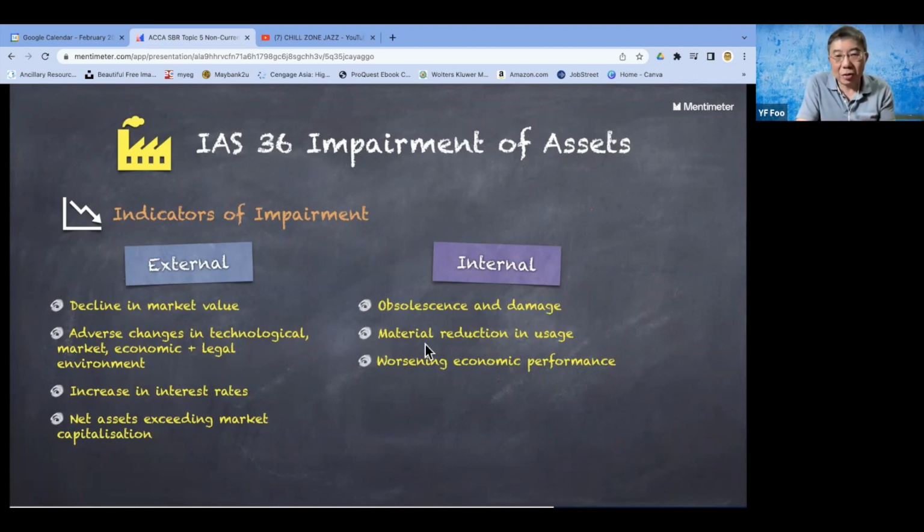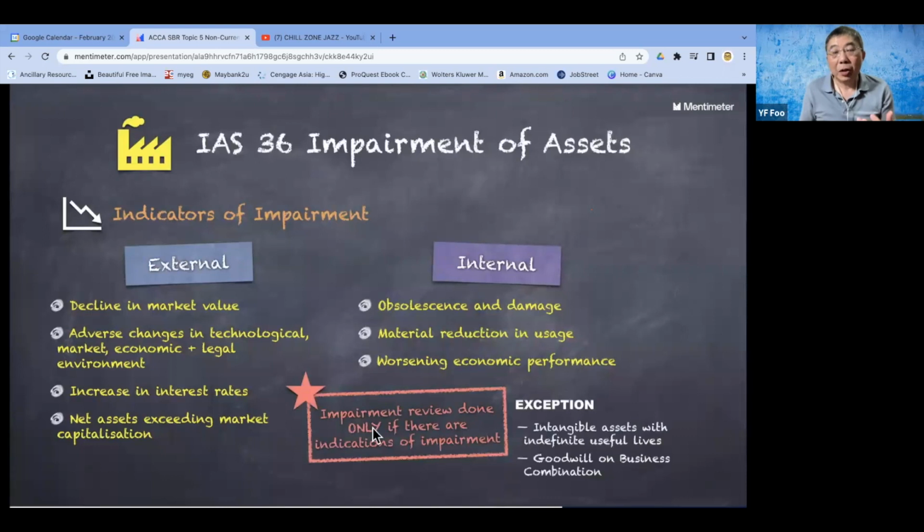So if there are changes in technology, you may not use that type of machine or that type of asset anymore. As a result, there must be an impact. There could be an impairment. And of course, again, worsening economic performance of your company. Your company is not making money, and it's constantly making losses. Then it may also be as a result of your assets not being used in the right way, and therefore the value is no longer there. So these indicators are very important.